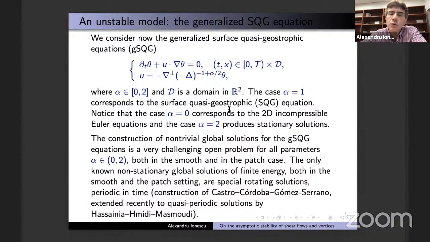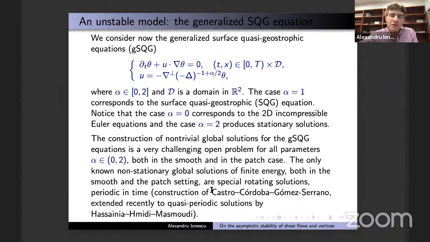The case alpha equal to 1 is the classical case of the SQG equation. The case alpha equal to 0 is the case I discussed earlier, the 2D incompressible Euler. And the case alpha equal to 2 produces stationary solutions. And now this is a pretty well-known open problem, to construct global solutions of this equation. It's very hard to construct any global solutions. The only global in time solutions that are known for any alpha strictly positive are solutions that would be periodic in time. So they are global in time because they're actually periodic in time.